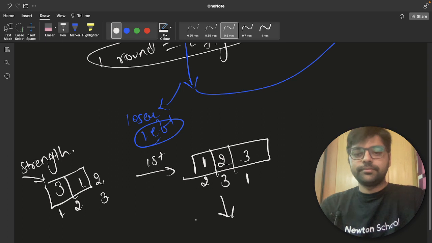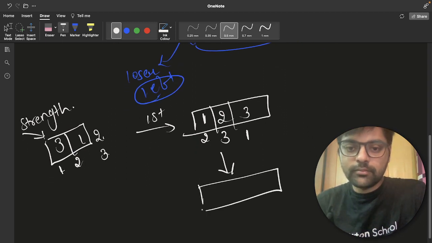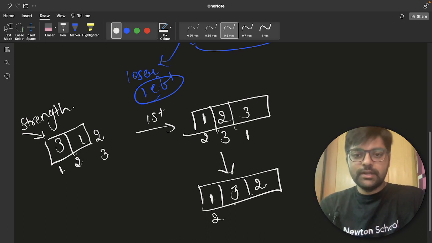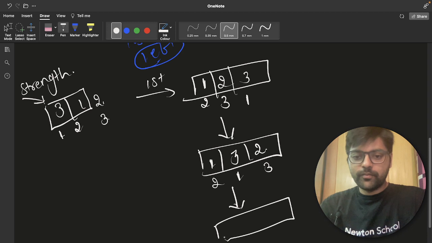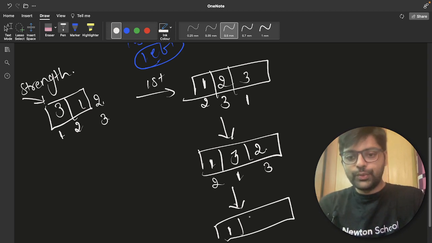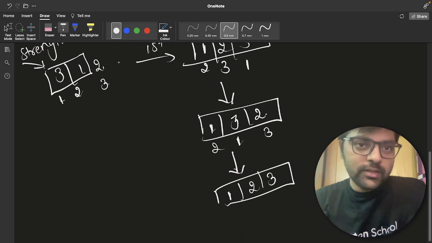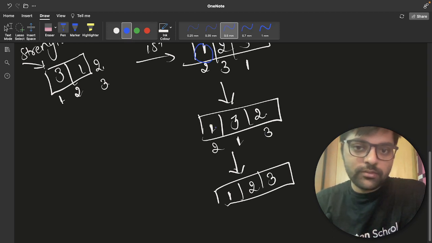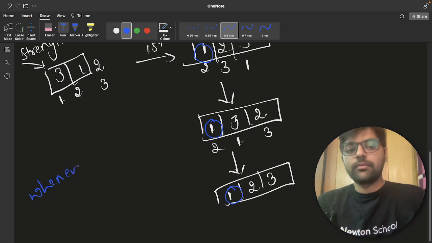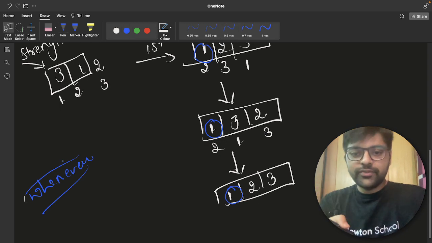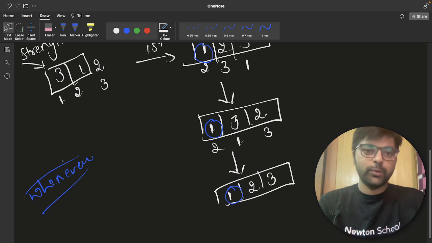Next fight, what will happen? 1 3 2. This is the second person, this is the first person, and this is the third person. Then again the next fight, 1 2 3. So you can see that 1 isn't changing its position. So whenever 1 comes at the first position, it won't change its position.